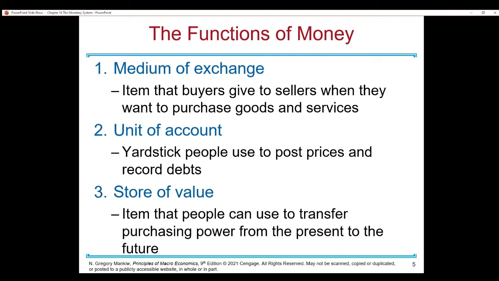Now, the second purpose it has is as a unit of account. It's the yardstick people use to post prices and record debts. Think of almost any economic variable, and most are going to be recorded in dollar amounts. When measuring and recording economic value, we use money as the unit of account.